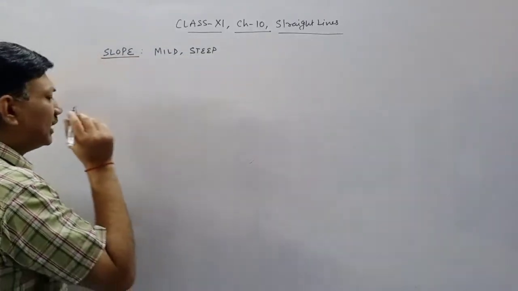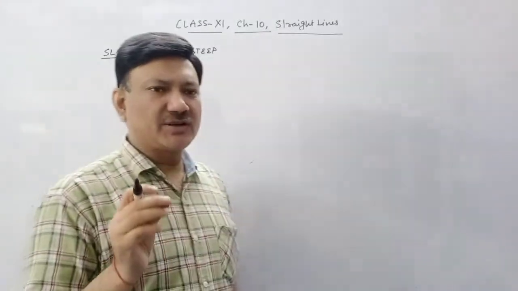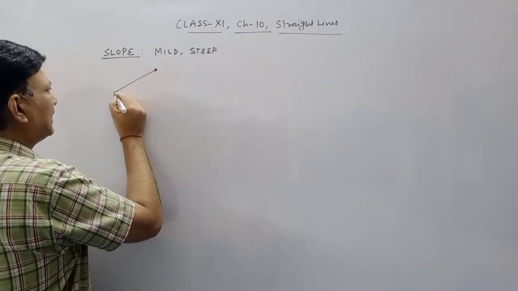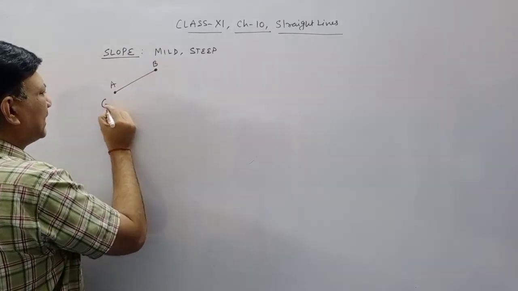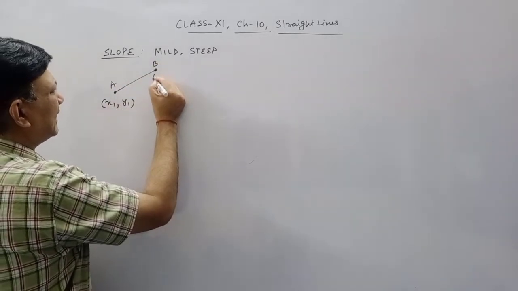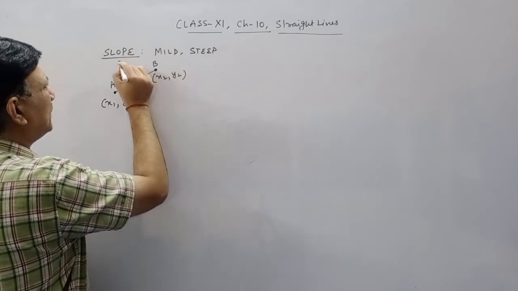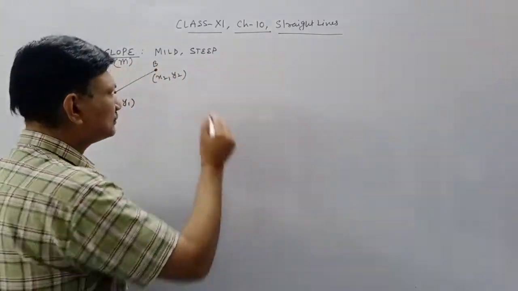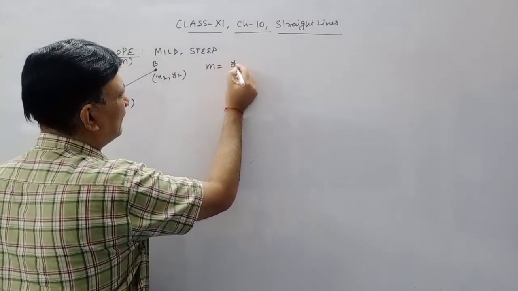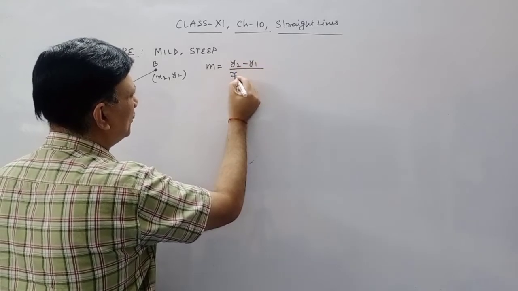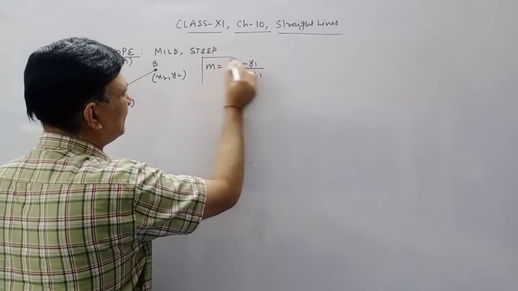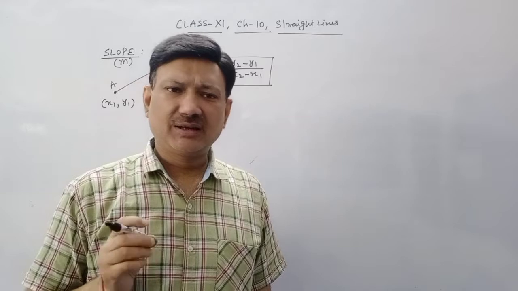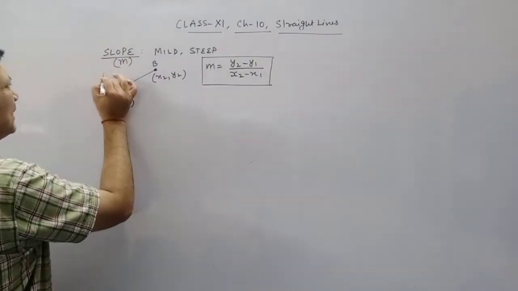There are different methods by which we can find the slope of a line. Suppose that there is a line having the points x1, y1 and x2, y2. The symbol of the slope is small m. So slope is y2 minus y1 upon x2 minus x1. This is the formula of the slope whenever two points on the line are given. This is the first concept.